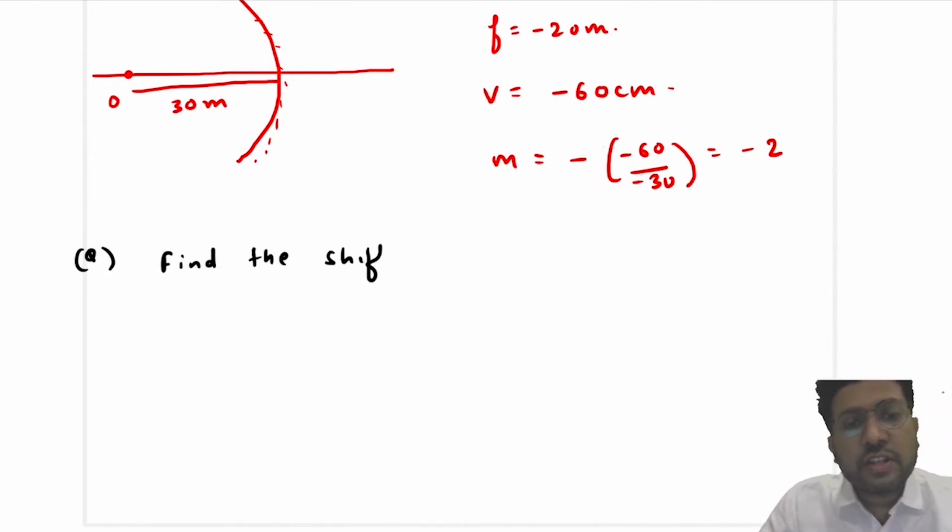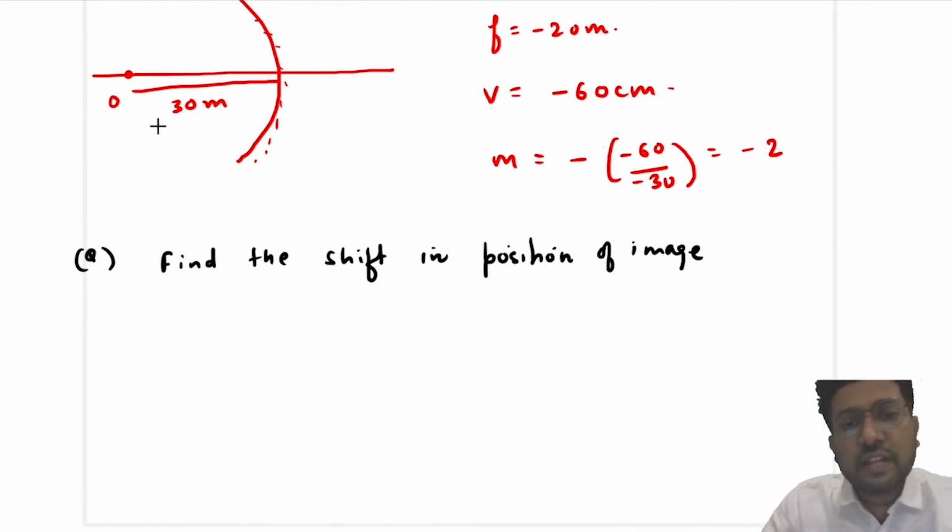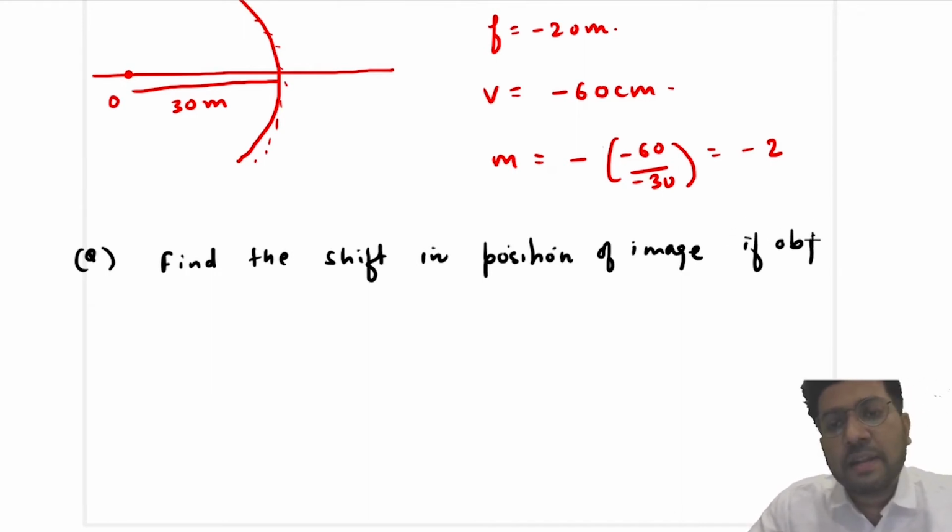Find the shift in position of image. Now in this question there is a lot of theory also, so please listen carefully. Find the shift in position of image if object shifts by 1 millimeter.